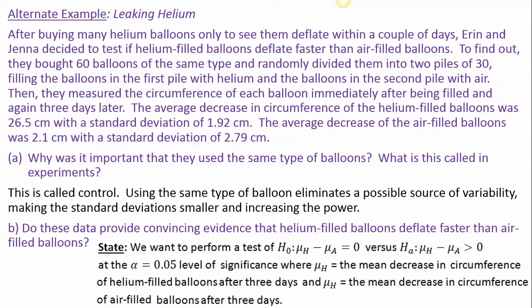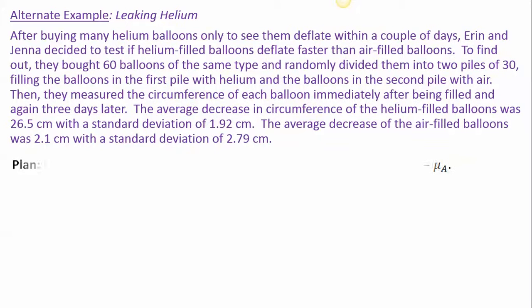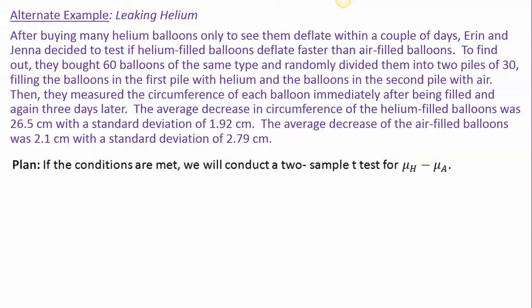We are going to do this with a significance level of 5% because they didn't tell us otherwise, or an alpha level of 0.05, where mu sub h represents the mean decrease in circumference of helium-filled balloons after 3 days, and mu sub a is the mean decrease in circumference of air-filled balloons after 3 days. We're going to plan on running a 2-sample t-test for the difference in means of the helium and the air-filled balloons if all the conditions are met.